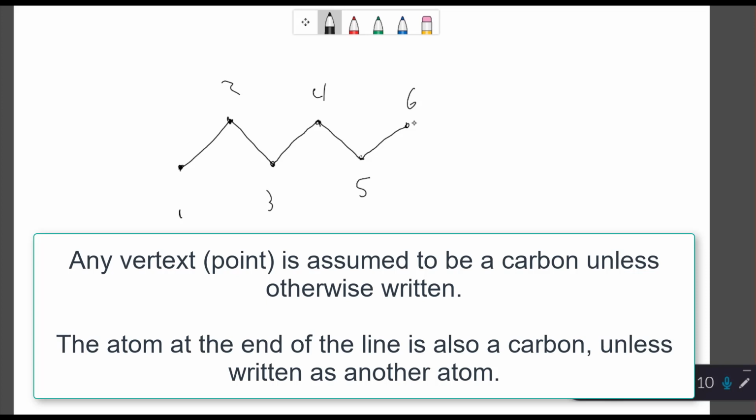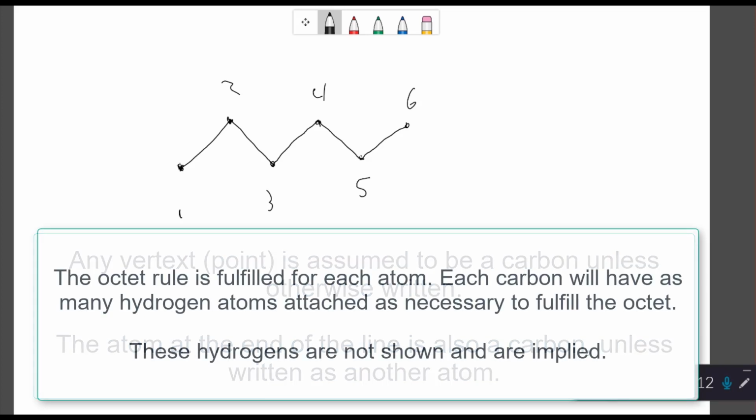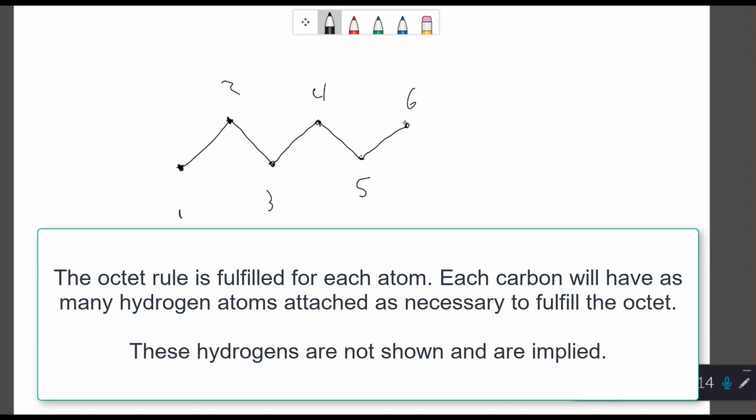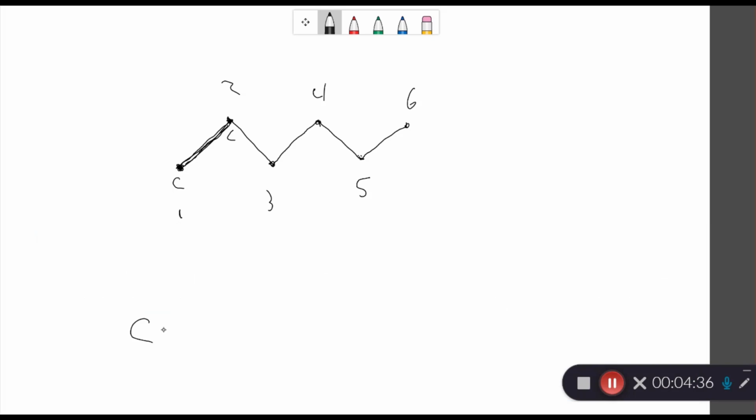The next thing is that at each one of these carbons, if there's nothing drawn on it, that carbon has a fulfilled octet. Each one of these has a fulfilled octet, and in order to have a fulfilled octet, it needs to have 8 electrons around it. So this line right here represents a covalent bond between a carbon and another carbon, even though I don't draw it. If I were to draw it down here, here's a covalent bond between this carbon and this carbon.